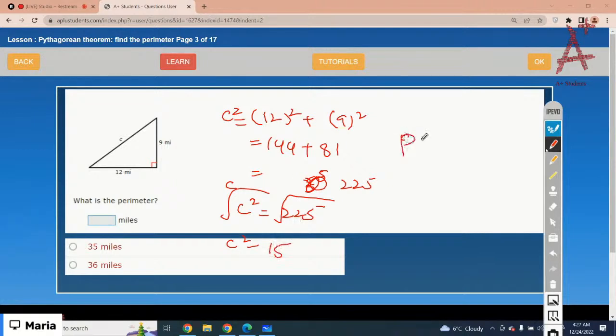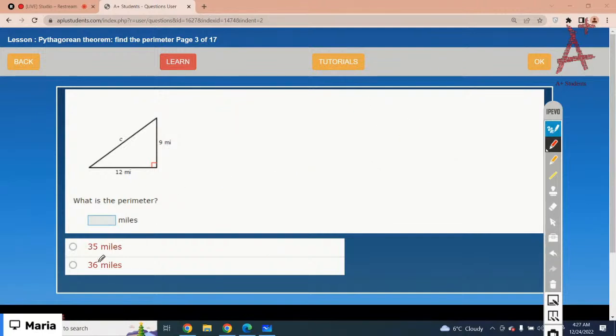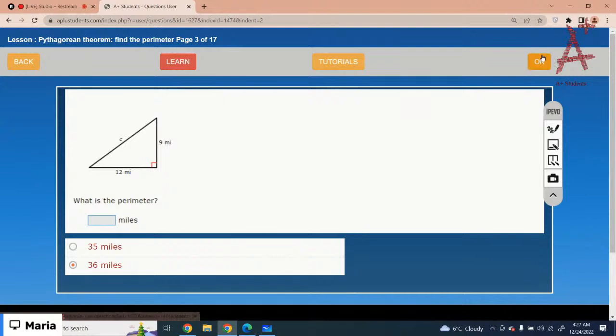Okay, you have to calculate the perimeter. So for the perimeter, you have to add up all the values. Add 12 plus 9 plus 15. So it would be 36. So the perimeter of the triangle is 36 miles. Got it? So just select the correct option, then click on the OK button. 36 is the correct option.